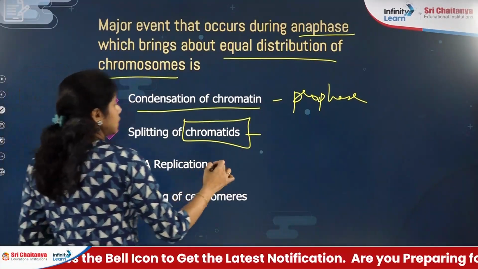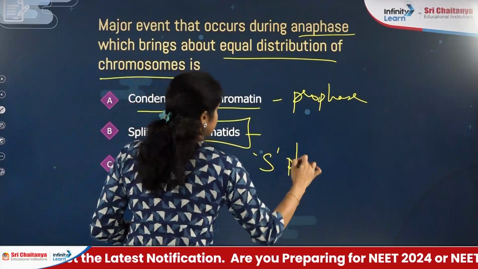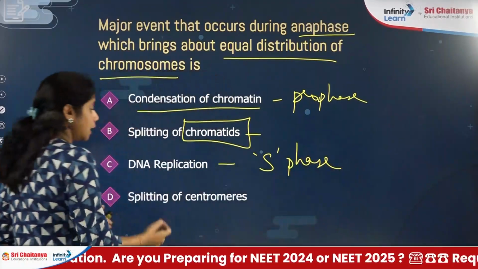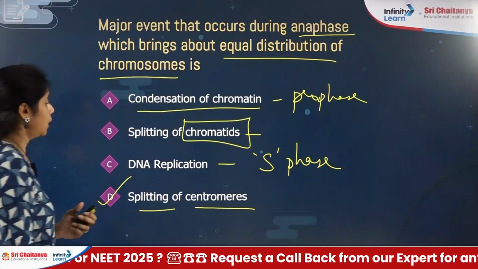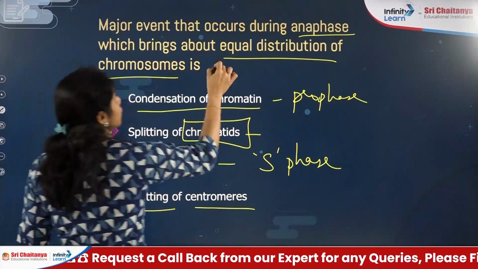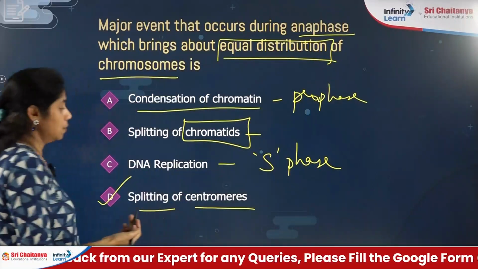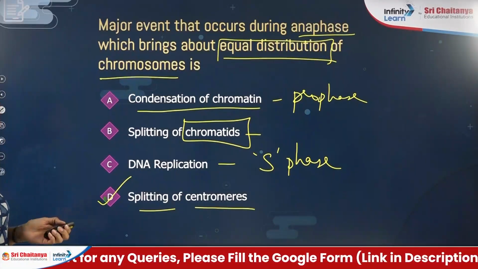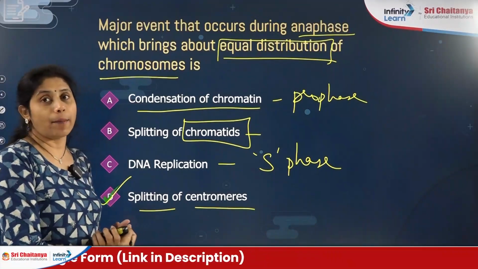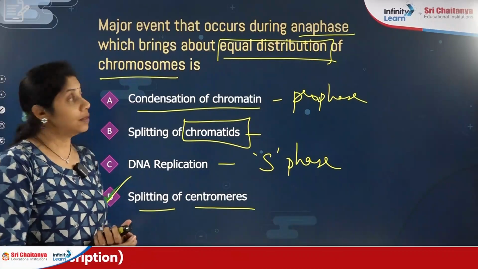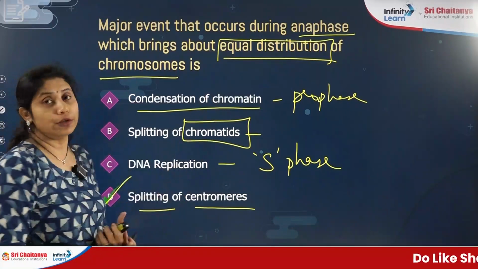DNA replication occurs in the S phase of the interphase. Splitting of centromeres occurs in the anaphase only. This is important for the equal distribution of chromosomes. So the correct option will be splitting of centromeres. This is the major event which happens in the anaphase, meant for the equal distribution of genetic material.